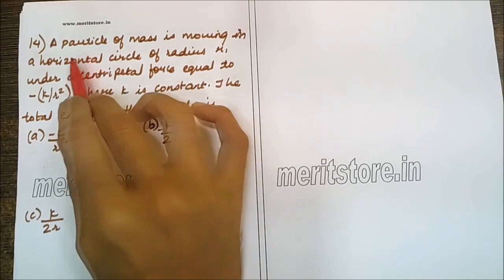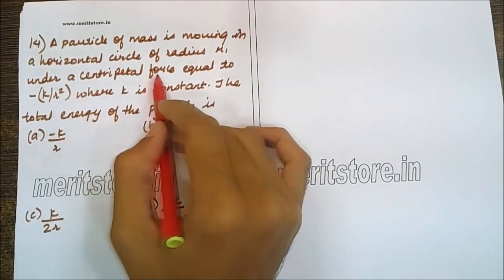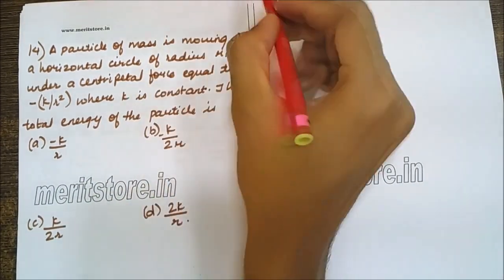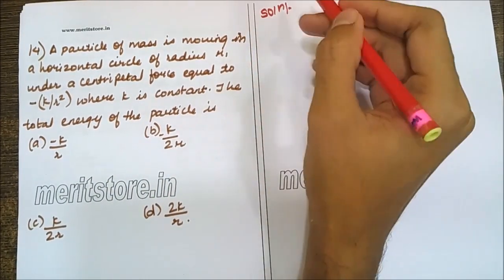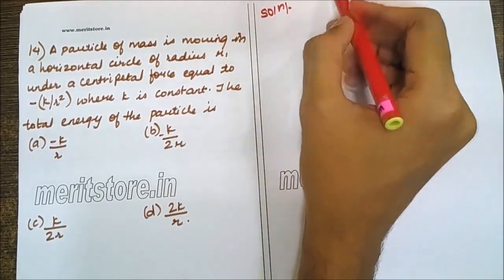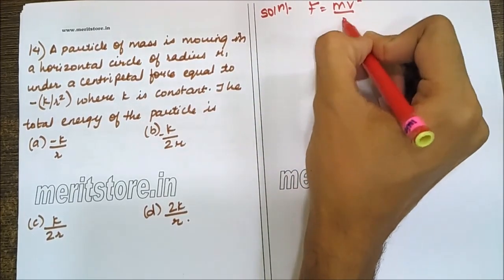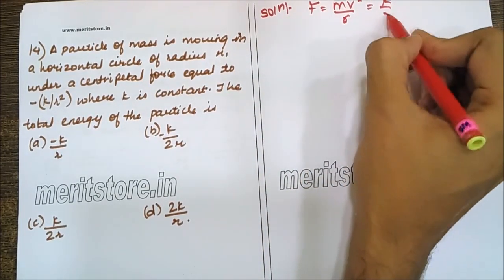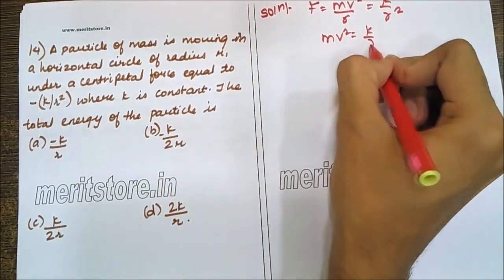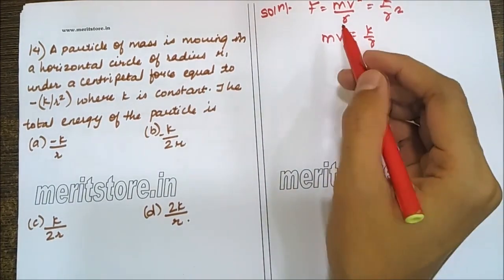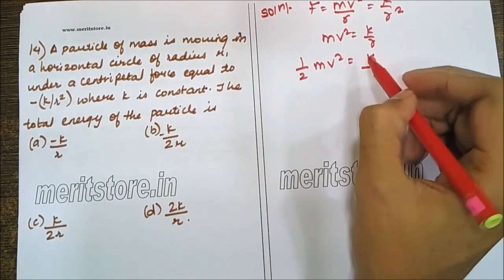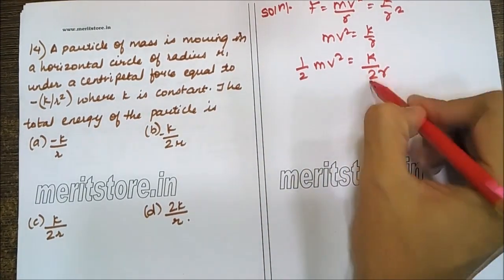A particle of mass m is moving in a horizontal circle of radius r under the centripetal force equal to minus k upon r square, where k is a constant. The total energy of the particle is? So we have to find the total energy of the particle. The particle is moving in a horizontal circle under a centripetal force, so that force is equal to mv square upon r, which is equal to k upon r square. So here we can have mv square is equal to k upon r, cancelling the r's. Then the kinetic energy of the particle is given by half mv square, which is equal to k upon 2r.